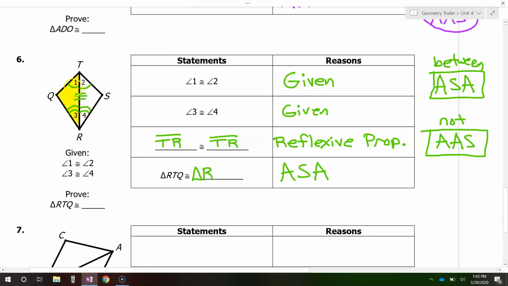Now, the yellow angle at T is congruent to the white angle at T. So T matches up with T. All right? And of course, that leaves angle Q to correspond with angle S, which makes sense because that's the blank one and that's the blank one.